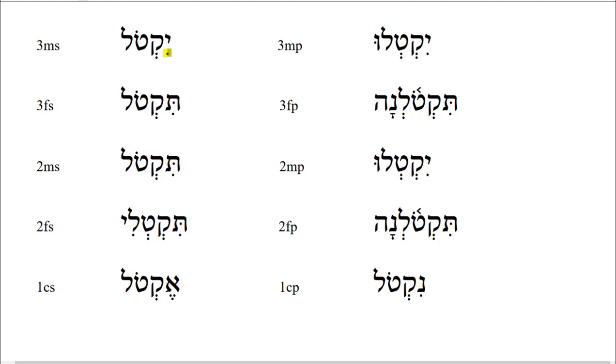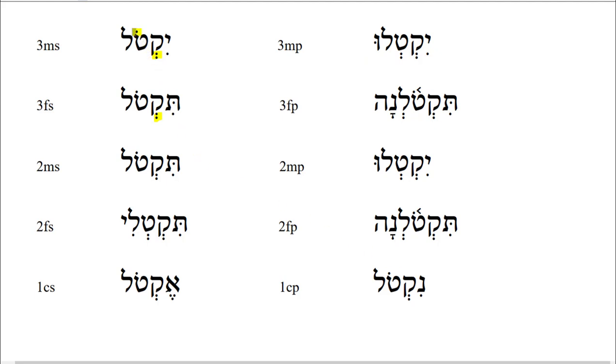Looking at the prefix vowel, note that it is hireq everywhere, except for the first common singular. The aleph doesn't like a hireq, so it takes an E-class vowel, the short E, segol. But otherwise we can see that we have these nice regular hireqs as our prefix vowels. Again, we see the R1 vowel is a silent schwa, and that's uniform across all of them.